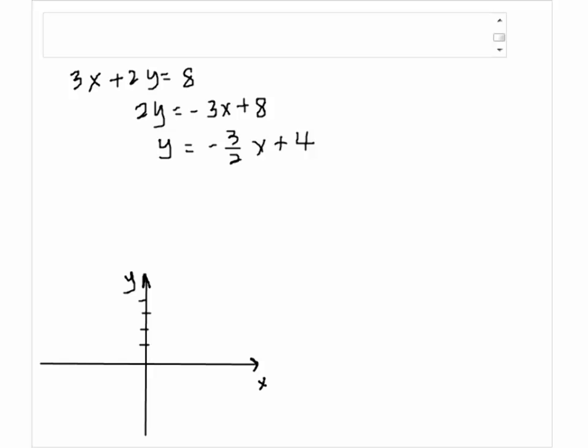So the y-intercept is 4. So that will be the point we plot first. And the slope suggests that we go down by 3 and go over by 2 from the y-intercept. So we go down by 3 and go over by 2. So here we have the second point. We connect these two dots and extend the line. And here we have the line of the equation.